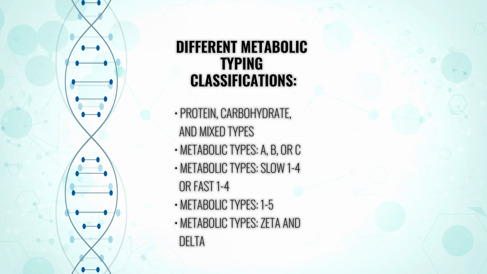And to further confuse things, depending on which online metabolic typing test you take, you can receive different metabolic typing classifications. So while some systems focus on the speed of metabolisms, others focus on macronutrient preferences. And towards the end of the video, I'll summarize what each metabolic type classification means to you.